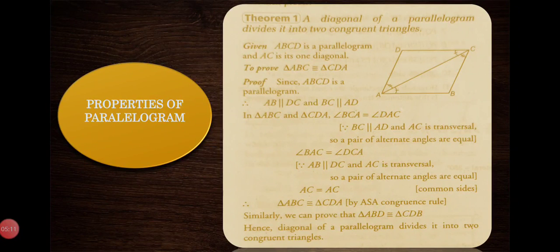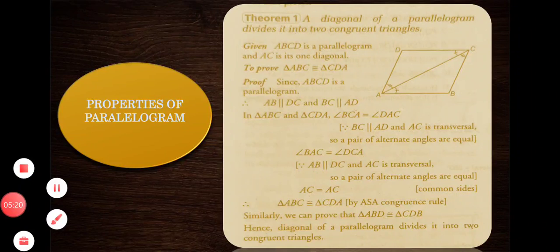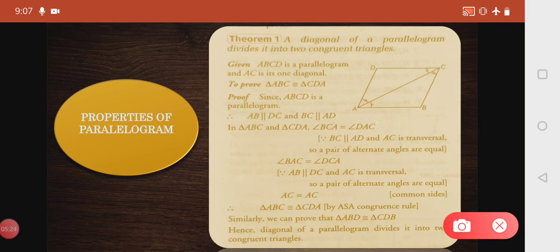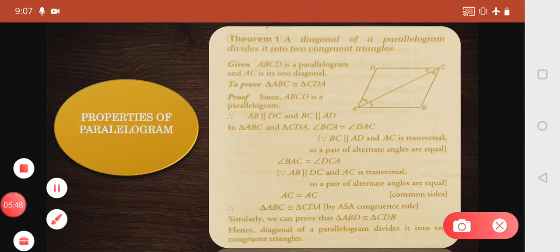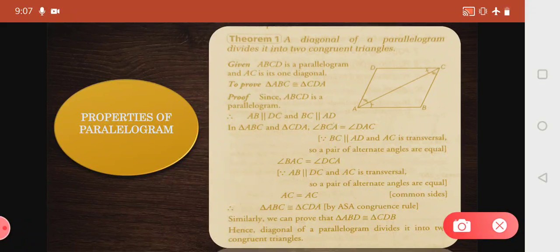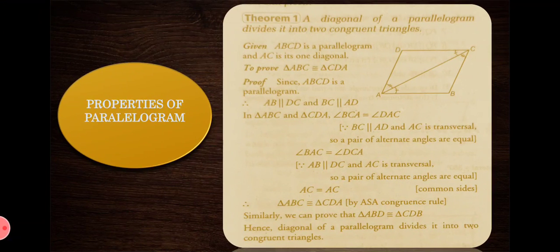So for that, given ABCD is a parallelogram and AC is one of the diagonals, we have to prove that triangle ABC is congruent to triangle CDA. This is because when we join the diagonal AC, we get two triangles, triangle ABC and triangle CDA, and we have to prove that both triangles are congruent. So for the proof, since ABCD is a parallelogram, the definition only states that opposite sides are parallel. So AB is parallel to DC and BC is parallel to AD. Using this definition, let's see what we can find common in both triangles.